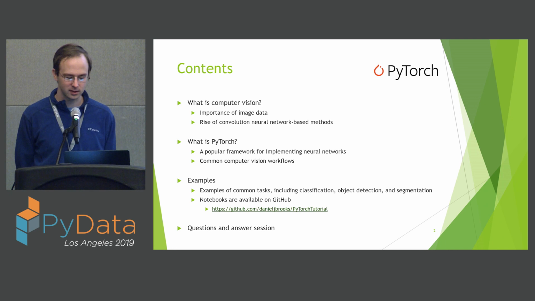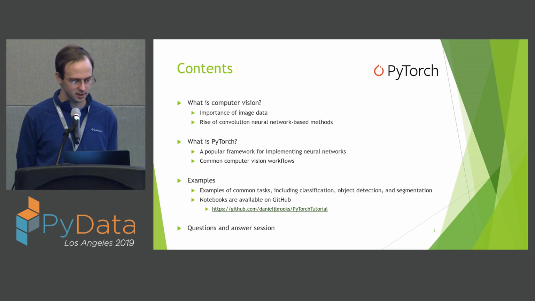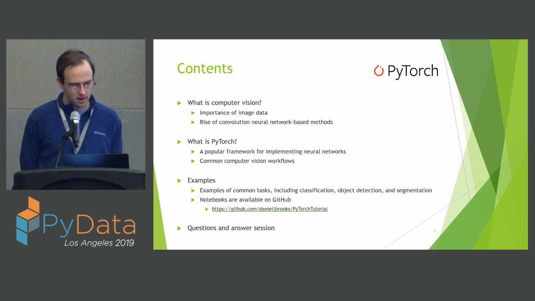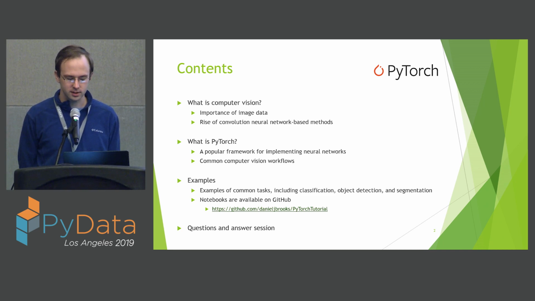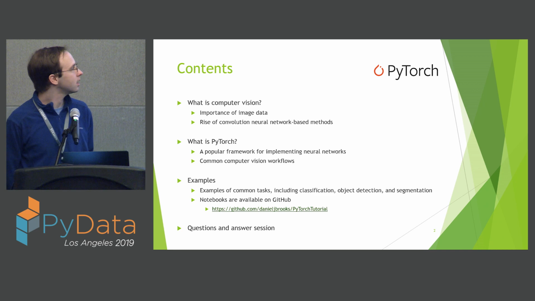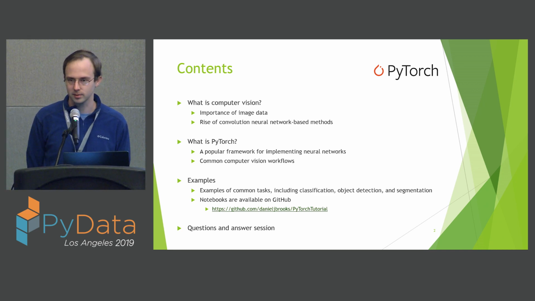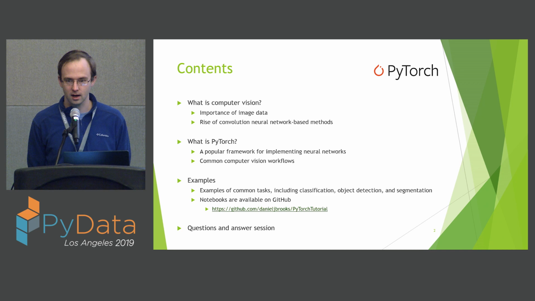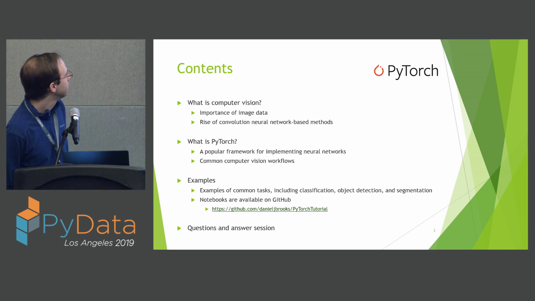I'm going to talk about PyTorch. PyTorch is a popular framework for implementing neural networks. It runs on GPU. It's a popular choice for working with images, text, and audio data. Afterwards, I'm going to go through a few examples of common tasks in computer vision, including classification, object detection, and segmentation. Notebooks are available on GitHub.